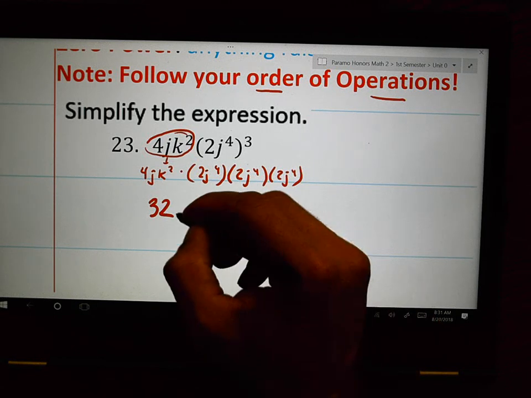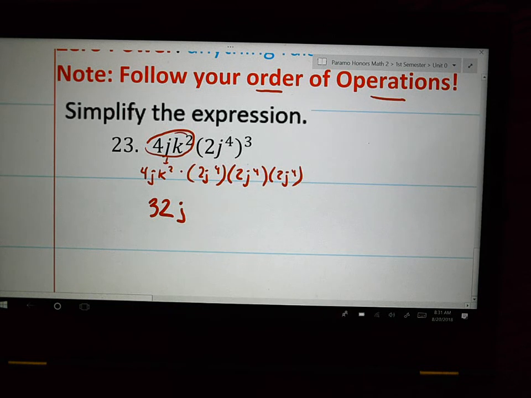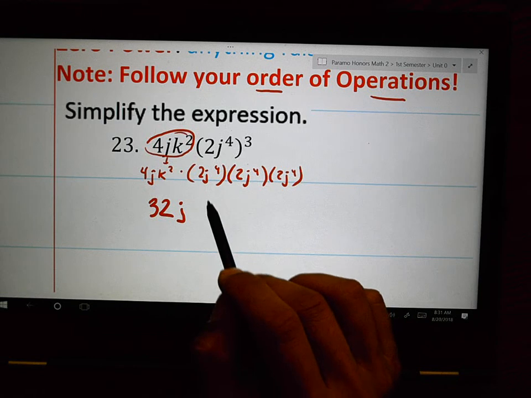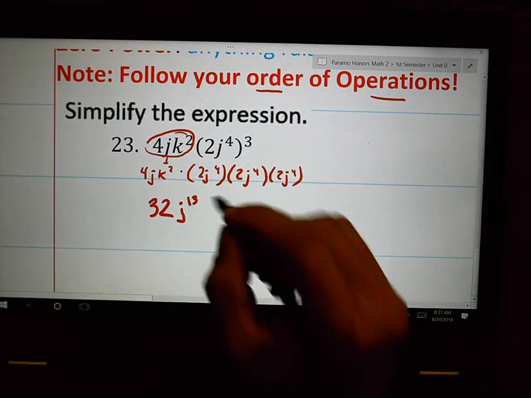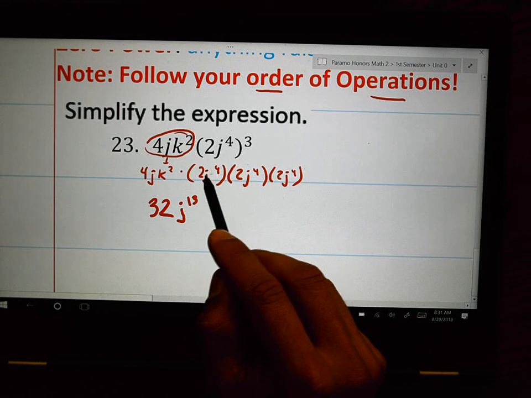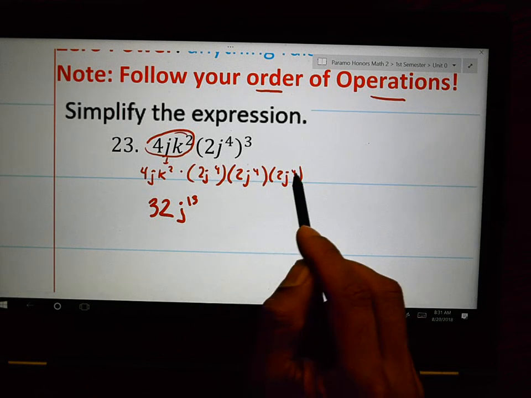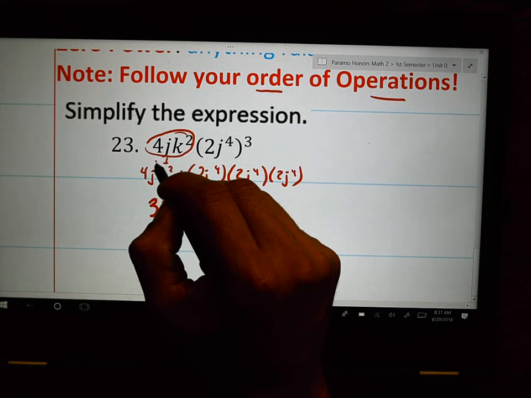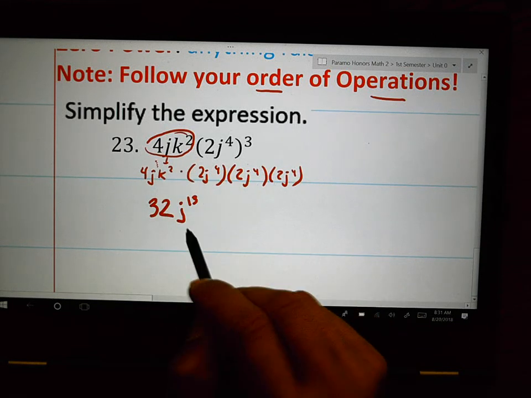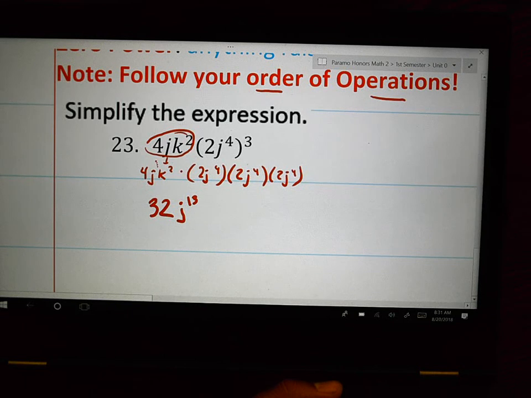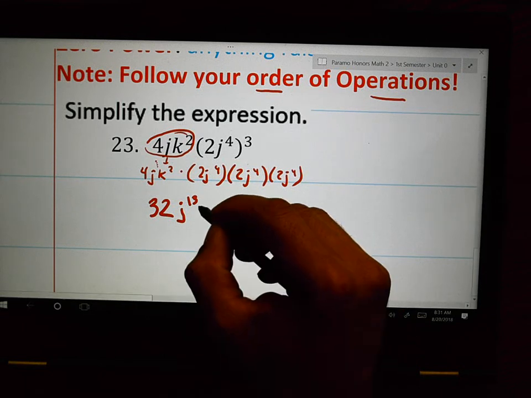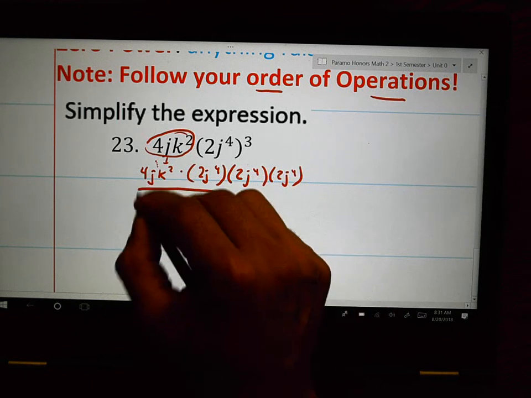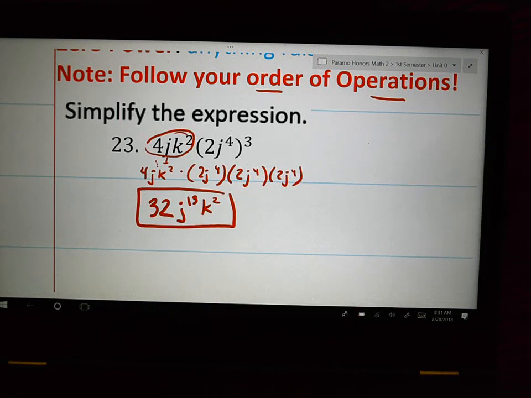Now let me go to the j's. What I'm doing is I'm counting. I have 4 j's being multiplied, 4 factors, and another 4 factors, and another 4 factors, plus this one factor all by itself. There's an invisible 1 there. 4, 8, 12, 13 of them that are multiplying each other. That's the easiest way to simplify it. And then the k's. How many k's do I have? I have 2. And then we write these numbers, then letters in alphabetical order.